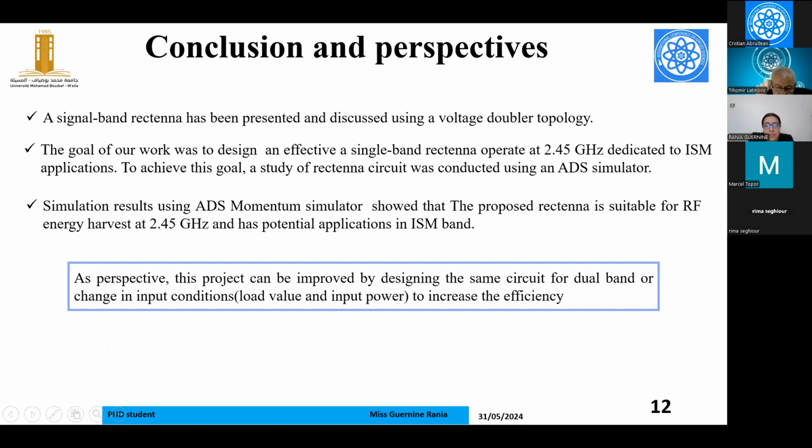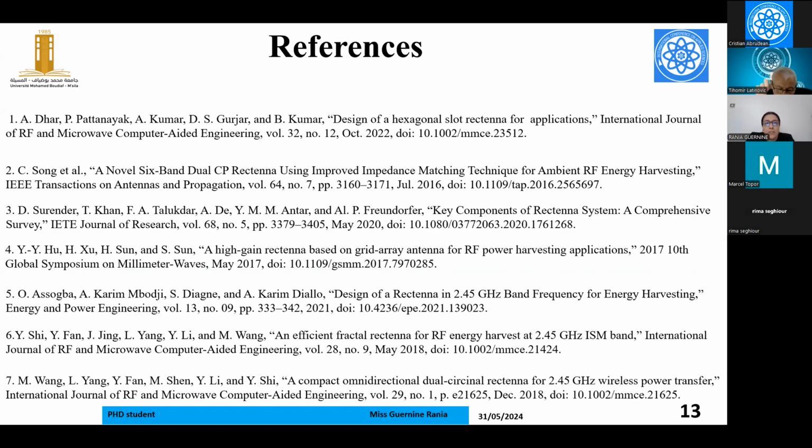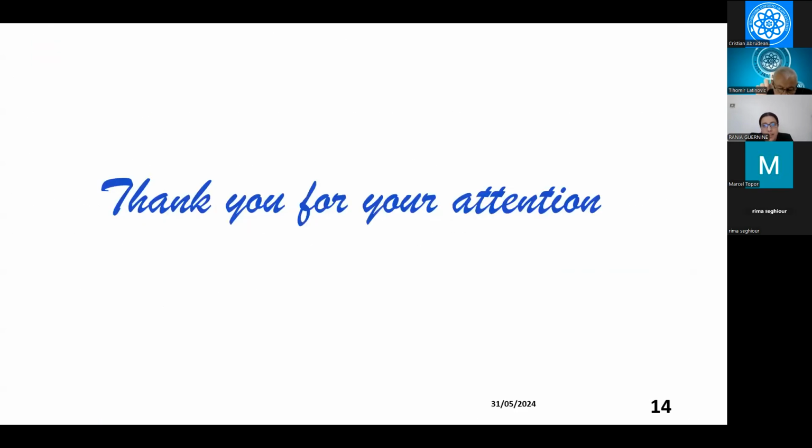As a perspective, this project can be improved by designing the same circuit for dual band or by changing the input conditions. It means we can change the load value or input value to increase the efficiency and the output voltage. Here we have some references, and thank you for your attention.